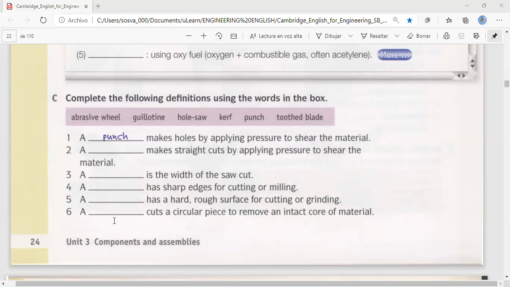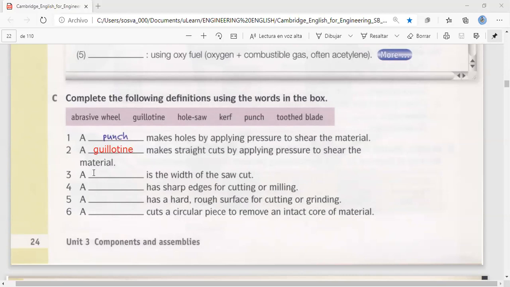Now you have the second one, number 2. It says, a blank makes straight cuts by applying pressure to shear the material. Similar to the last tool, no? Maybe it can be the guillotine. Yes, because it applies pressure to shear. The guillotine is a good reference for that. So let me write in here the guillotine.